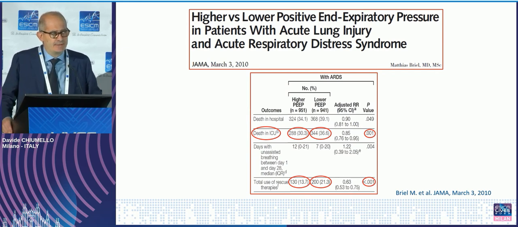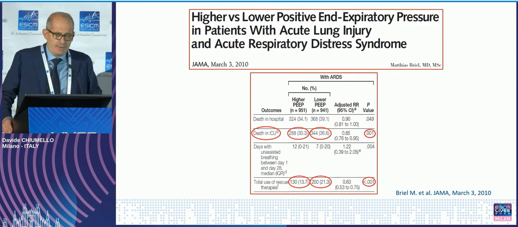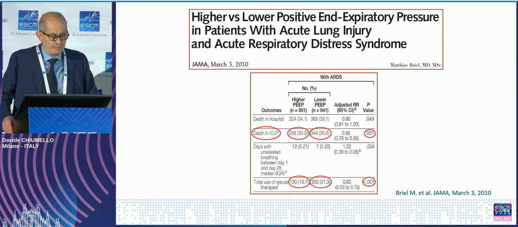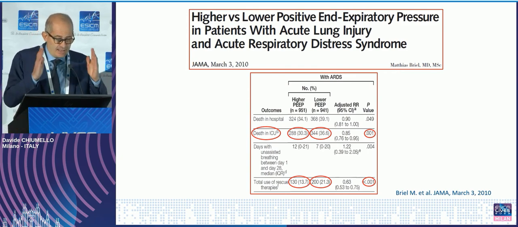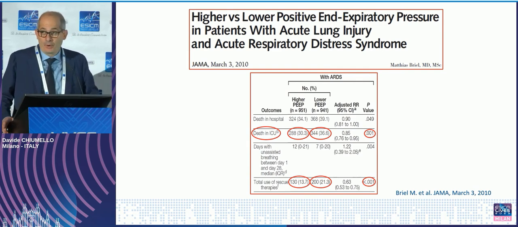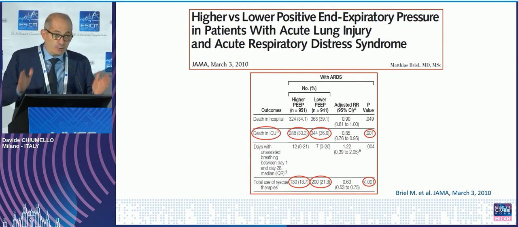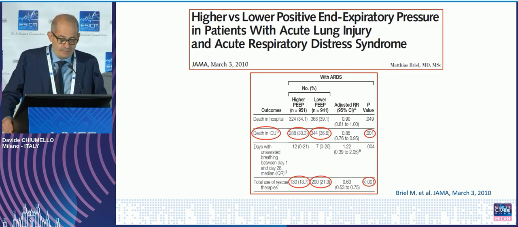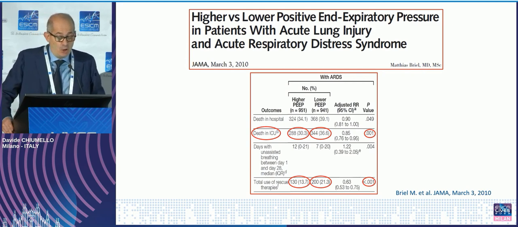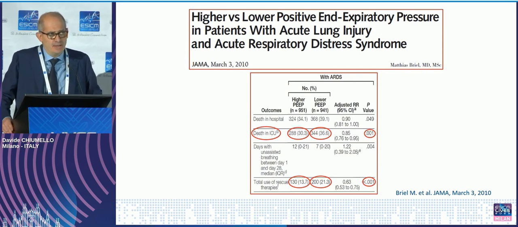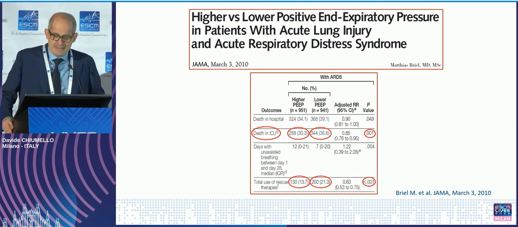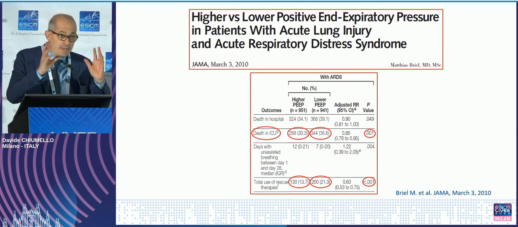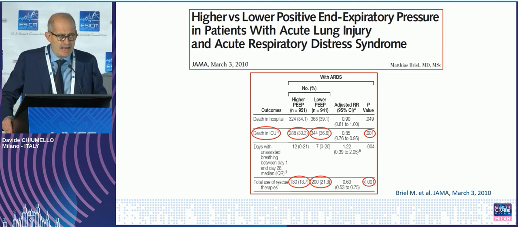looking only at patients with ARDS, the more severe patients with more impairment of gas exchange. They analyzed the 2 groups, high level of PEEP compared to low level of PEEP, and considering only this category of patients, those treated with a high level of PEEP presented a significantly lower mortality. So the message of this meta-analysis is that maybe in the sicker patients, a high level of PEEP should be used.